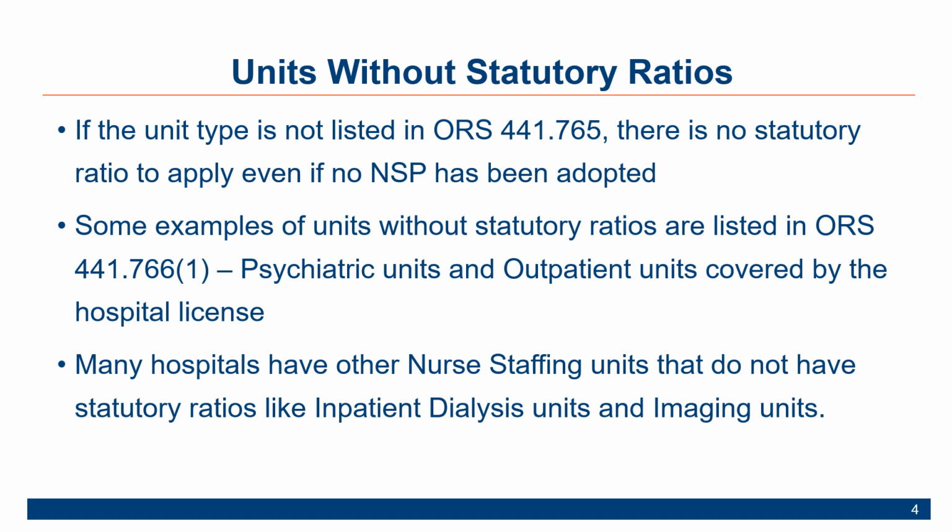Some of the types of units without statutory ratios are listed in ORS 441.766, including psychiatric units and outpatient units covered by the hospital license. ORS 441.766 is not an exhaustive list, so there are numerous types of units that are not listed in that statute that may need a nurse staffing plan. Examples of these other units can include inpatient dialysis units and imaging units.